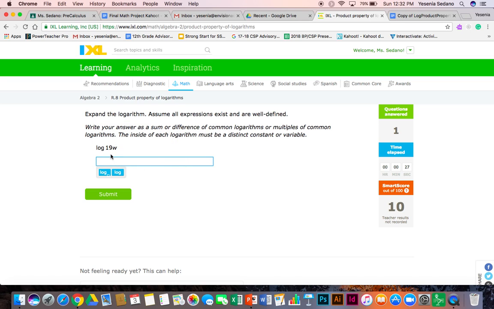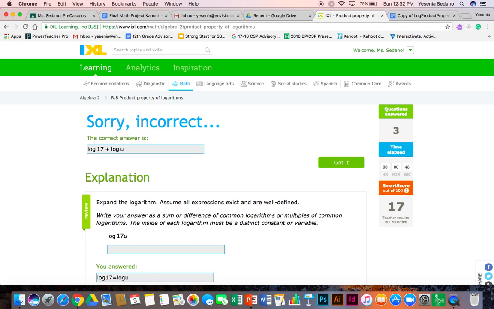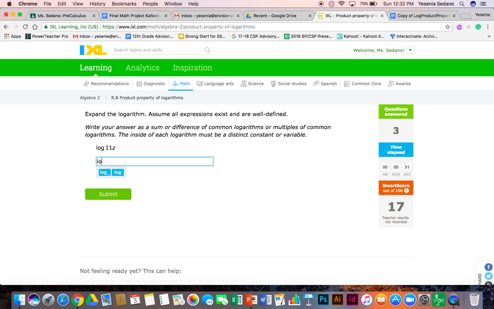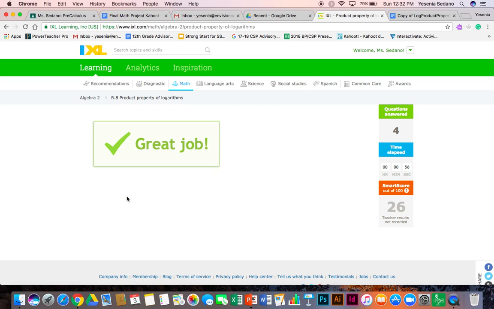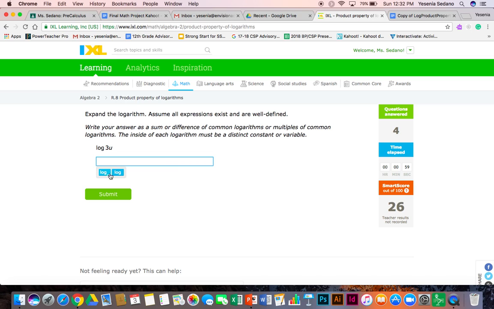Now let's walk through another one. In order to break this up, this is 19 times W, so I'm going to be breaking this up into log 19 plus log W. Enter. Okay, 17 and then U. Again, we're going to break this up because it's 17 times U, so I'm going to write log of 17 plus log of U. Oh, I'm sorry, I did not put a plus sign. Got it. Yeah, you're probably going to make some little typos. I understand that, but let's just move on. I'm trying to see if we're going to get one that has a subscript. Okay, whatever. I walked you through R.8.